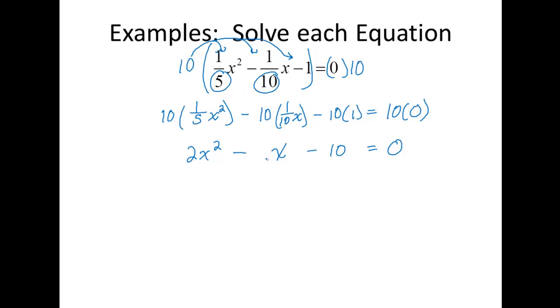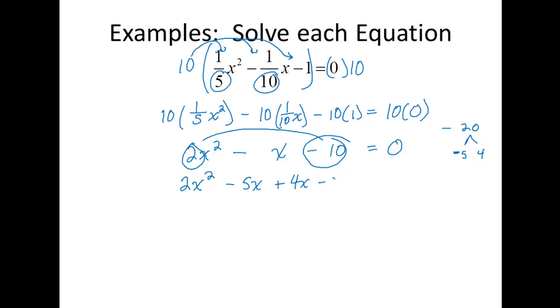All of our terms are on one side set equal to 0. There's a 2 in front of my x squared. There is no GCF, so when I factor, I'm going to multiply the 2 and the negative 10. That'll give me negative 20. So I want to find two numbers that multiply to give me negative 20, but add up to negative 1. Negative 5 and 4 will work.